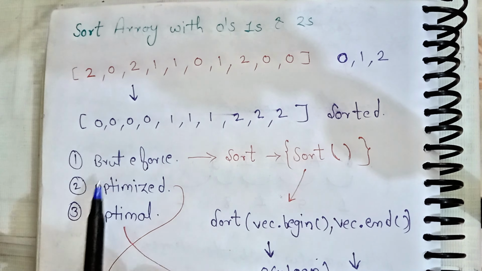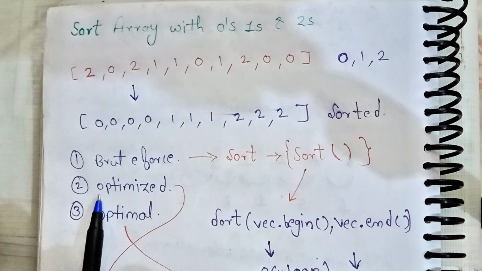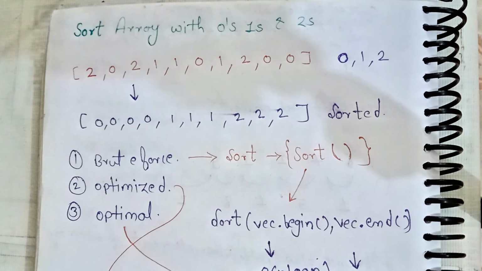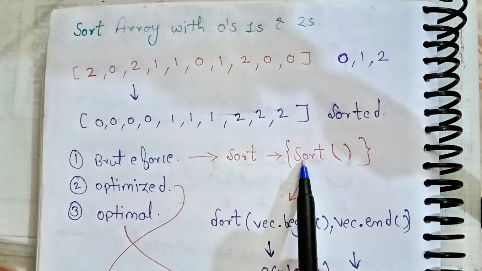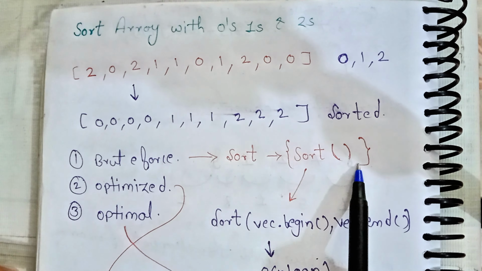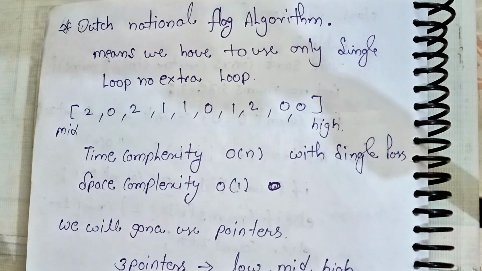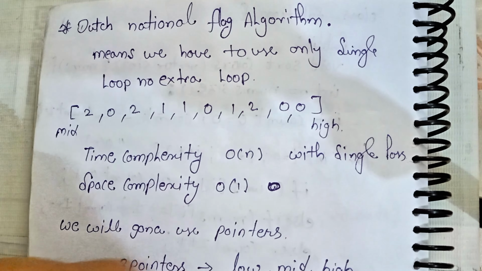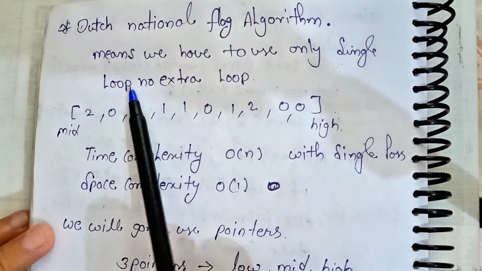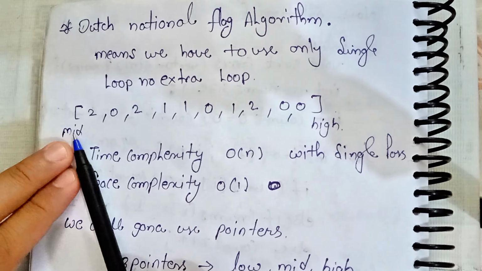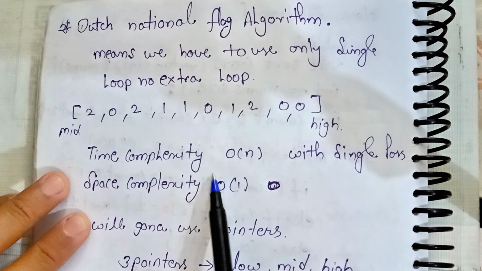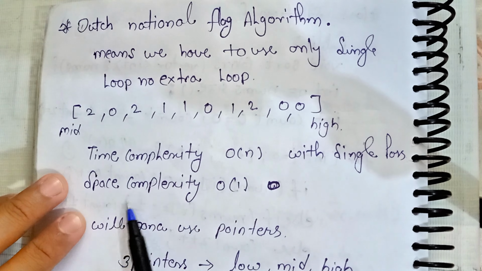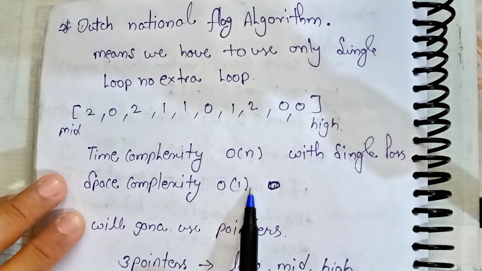So here we have three approaches: brute force approach, better approach and optimal approach. In the brute force approach, we can directly sort them using the sort library function. For the optimal approach we have the Dutch national flag algorithm, which is basically used with one loop. The time complexity of this algorithm is O(n), and the space complexity is O(1).